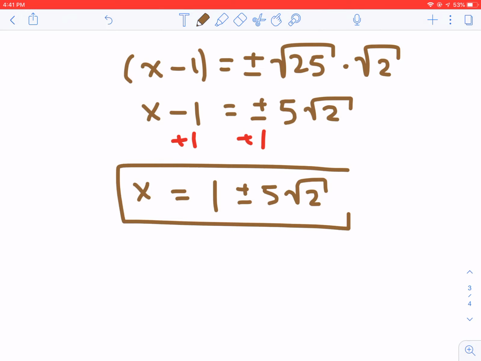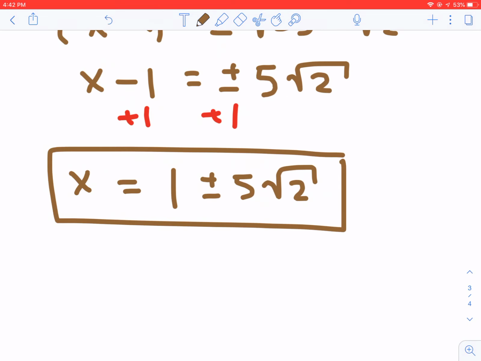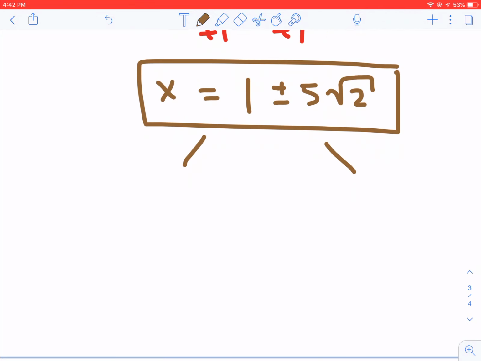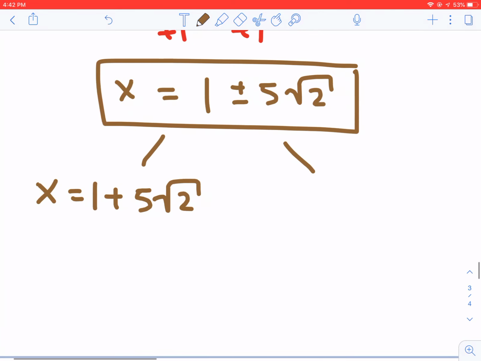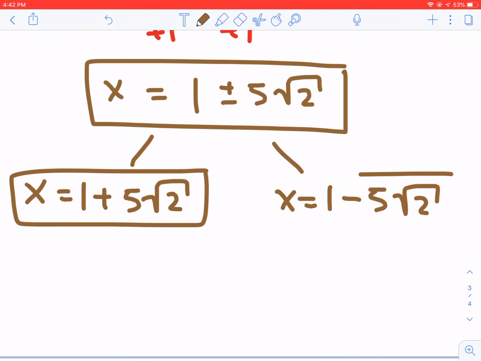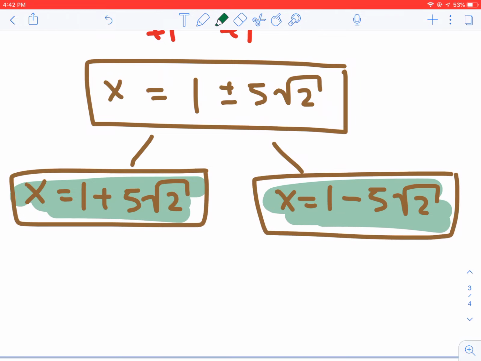And I know that probably makes a lot of you very uncomfortable seeing an answer written like that. But it's actually the nicest way of writing this answer, right? And again, this means x is equal to 1 plus 5 square root of 2, and also that x equals 1 minus 5 square root of 2. So you can leave your answer with the plus or minus, but you should also know that it's really saying we have these two separate answers.